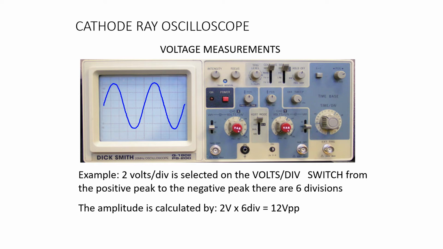To measure the voltage from the CRT display, we must observe the setting of the volts per division control and the peak to peak deflection of the beam, that is, the number of vertical divisions of the waveform. Then the peak to peak voltage is given as volts per division into the number of vertical divisions. In this case, it is 2 volts into 6 divisions, which is 12 volts peak to peak. This is how we measure the voltage or the amplitude of a waveform.